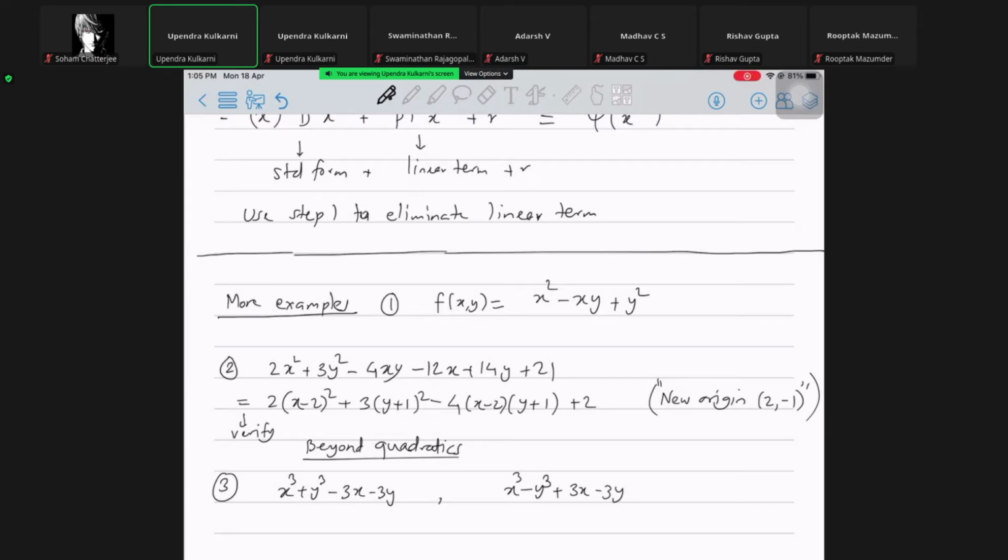Once we finish this in the next class, then we will go on to, we'll see if anything else is required. It's not clear to me whether we need implicit function theorem. But we will go to Lagrange multipliers, more general optimization.